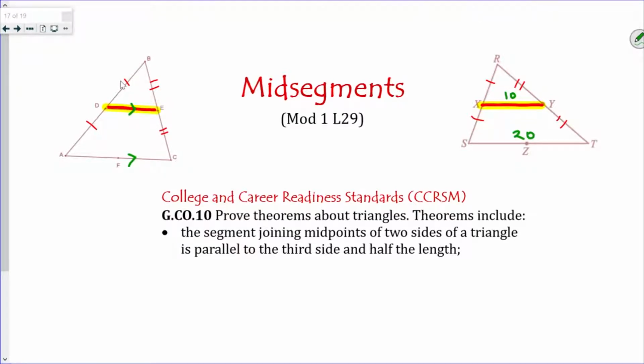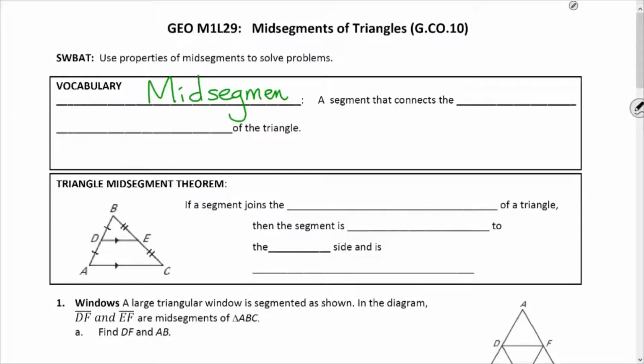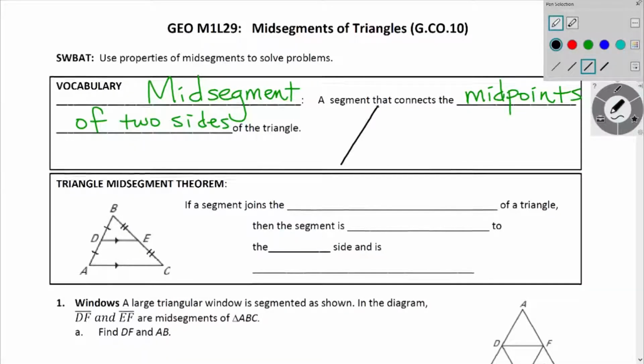Let's get started. Let's first define a midsegment. A segment that connects the midpoints of two sides of the triangle. So here's a picture of a triangle, and if I connect this midpoint with this midpoint, what I get here is the midsegment. The midsegment of a triangle.